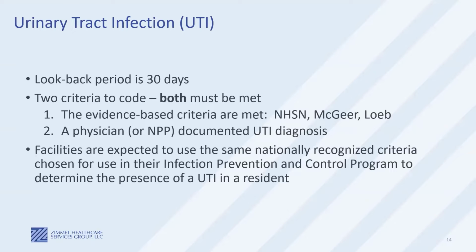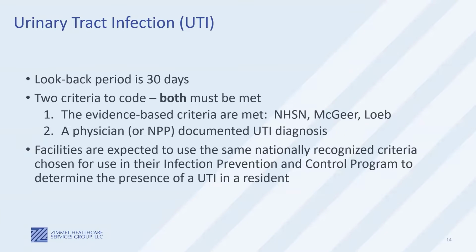Facilities are expected to use that same criteria chosen for their infection prevention and control program to determine the presence of a UTI. So your facility has or should have an infection control policy that tells you which criteria you're going to use to determine if the resident has a UTI that should be coded on the MDS or not. Because I'm going to talk about quality measures. We want to code things accurately. We want to make sure we do code any diagnoses that the resident has, but we also don't want to code something that we don't need to code.